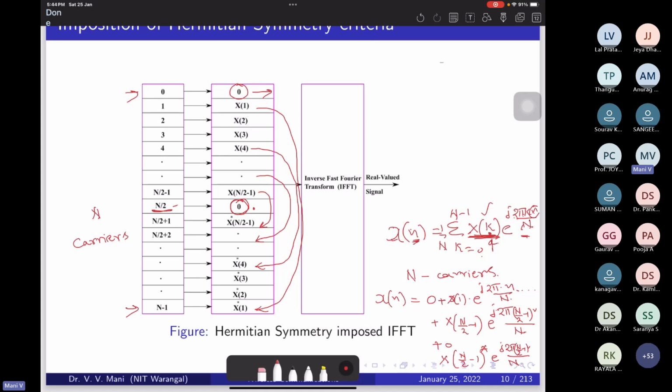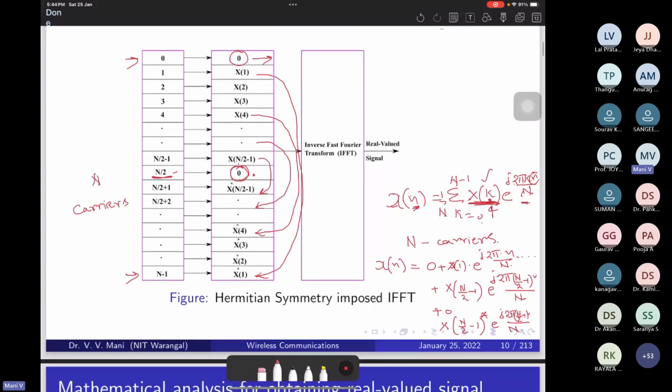After the middle, we take the complex conjugates of x1 to x of n by 2 minus 1, and we fill those complex conjugates in the reverse order. Like after the middle, we fill with x conjugate of n by 2 minus 1, and so on and so forth, x conjugate of 4, 3, 2, 1. So this is the inverse fast Fourier transform, IFFT. But because of this Hermitian symmetry component, the output of your IFFT will become a real valued signal.